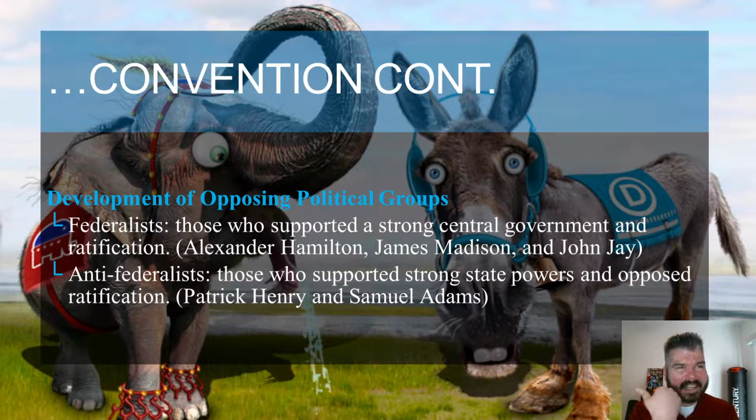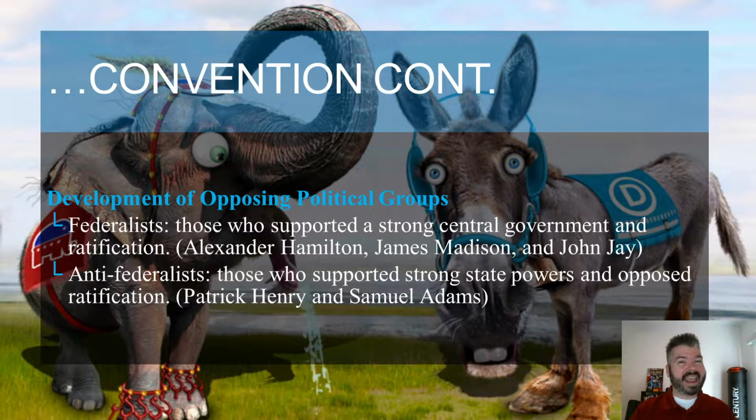But as we know, as we learn more about politics and as we observe politics, opposing political groups were beginning to form, right? So first, let's talk about the Federalists. The Federalists were those who supported a strong central government and the ratification of the U.S. Constitution. This group was led by Alexander Hamilton, James Madison, and John Jay.